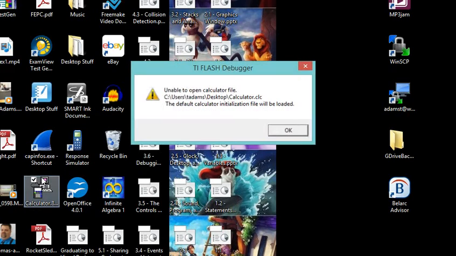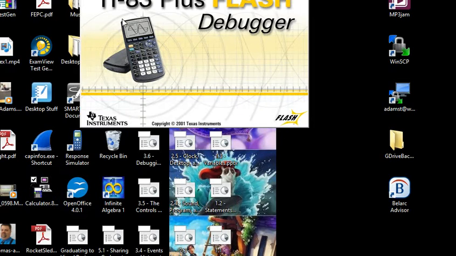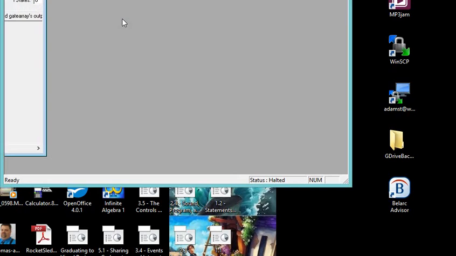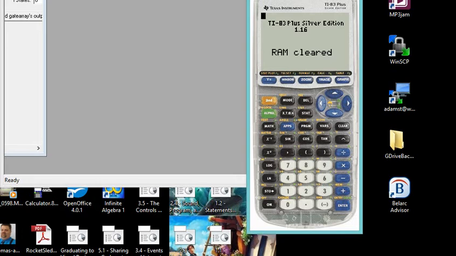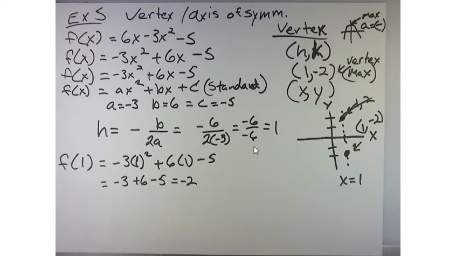I'll use the regular TI calculator just to kind of show you guys. Now, Mr. Adams uses the older one because some of you guys have older calculators. So the screen might look a little different on yours. If it does, just let me know.